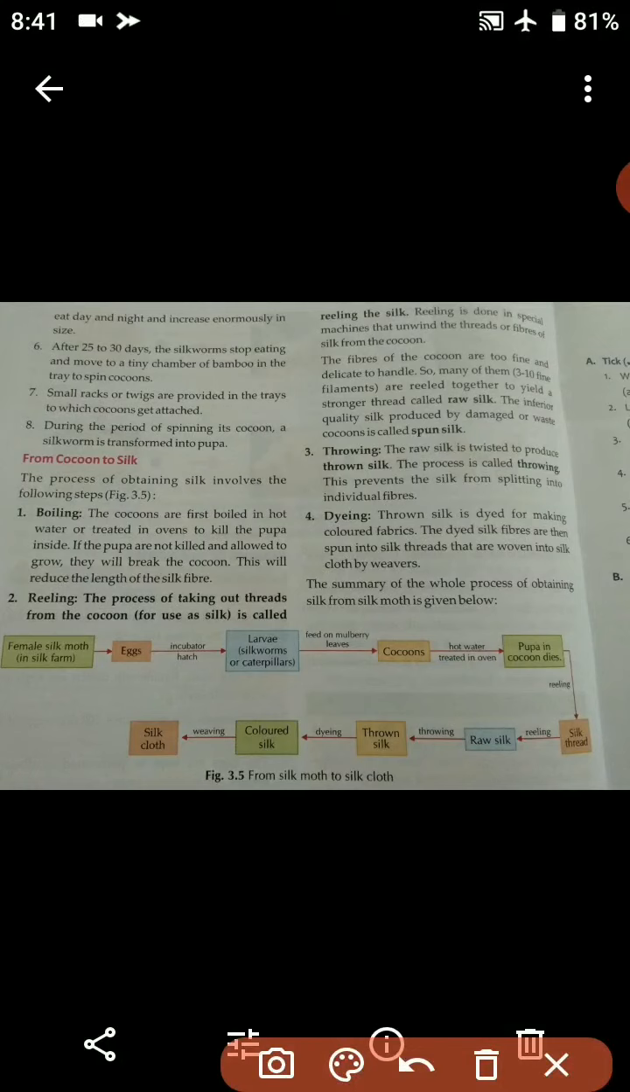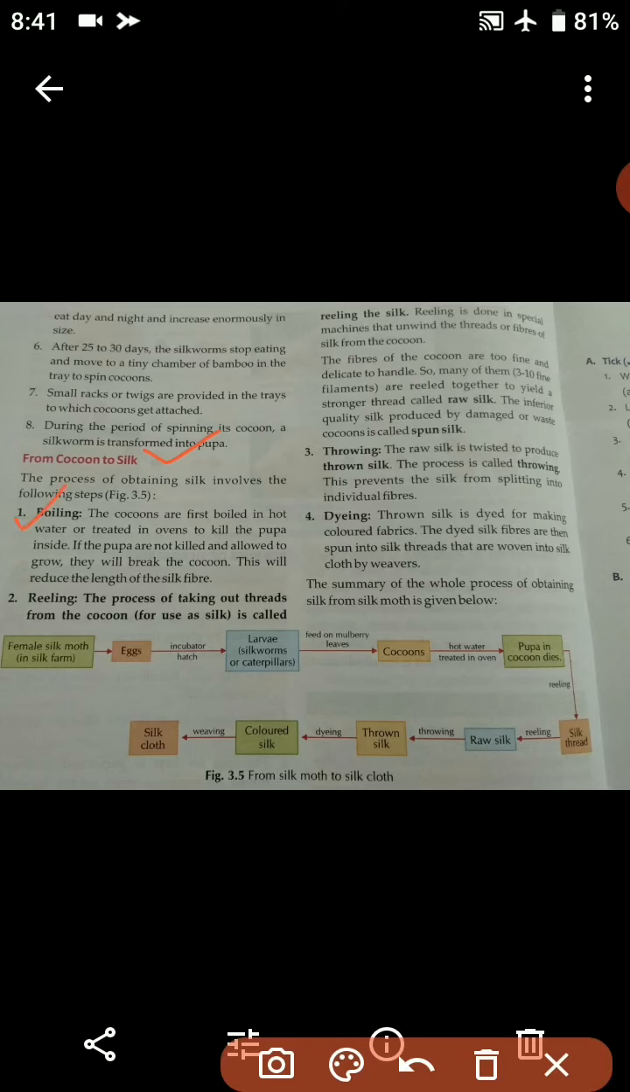So students, today we are going to start with a new topic, that is from cocoons to silk. Here we are going to understand the whole process of obtaining silk from the cocoons. So the process of obtaining silk involves the following steps. So students, for obtaining the silk we have to go through different processes, and the first one is boiling.